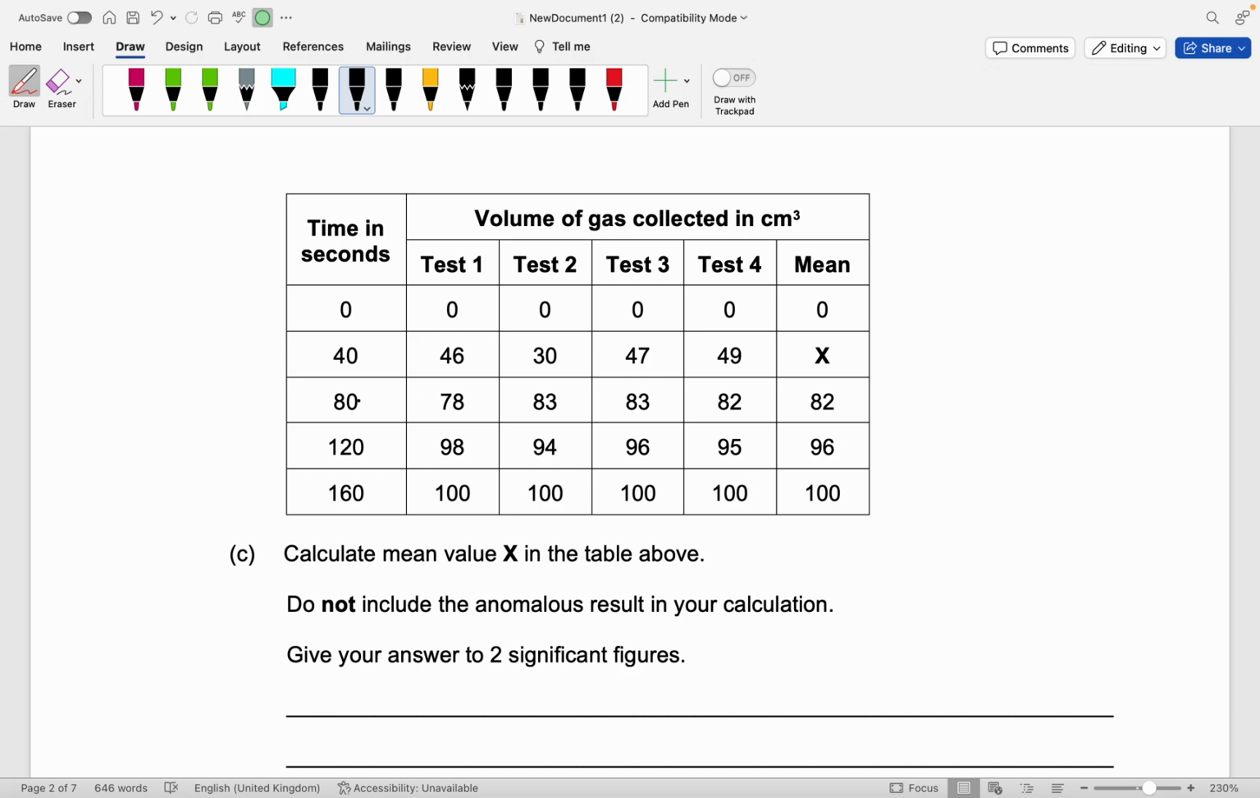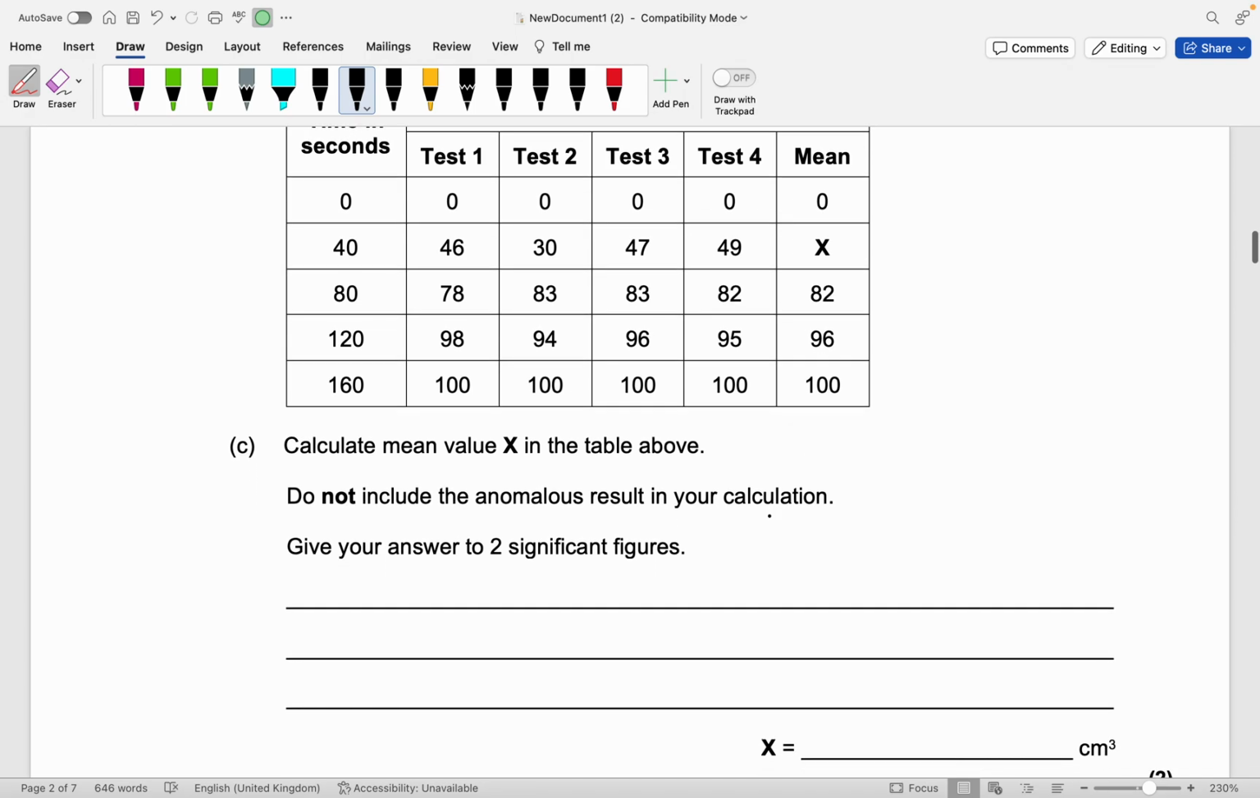We can see for 80 seconds, we've got our 4 tests for our 4 gas collections and a mean of 82. 120, the same. We've got 4 different tests, 4 different volumes of gas collected, and we've got a mean of 96, and the same for the last one. It says calculate the mean value X, so this one, in the table above. Do not include the anomalous result in your calculation.